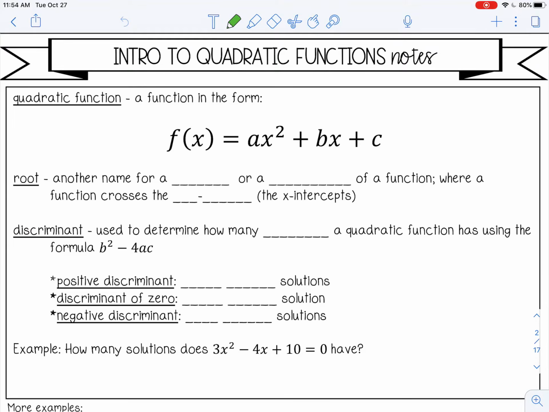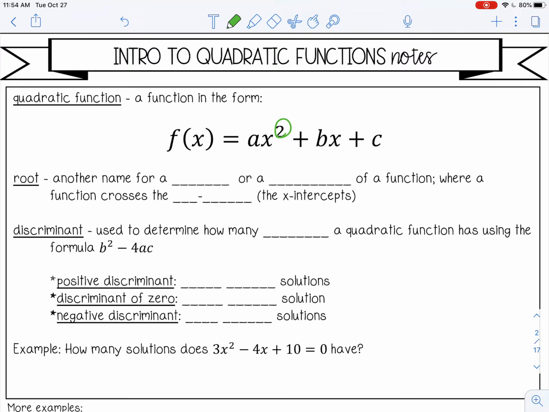Welcome to this lesson on an intro to quadratic functions. A quadratic function is a function in the form f of x equals ax squared plus bx plus c. And you know it's a quadratic function because the highest exponent is a 2.